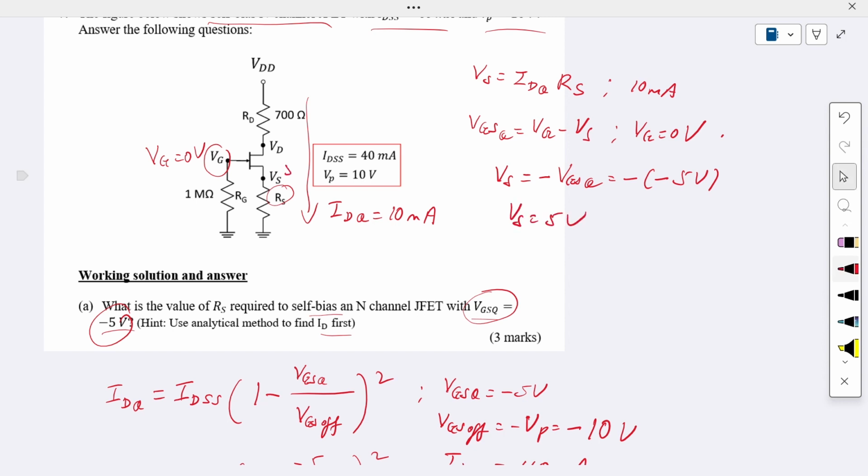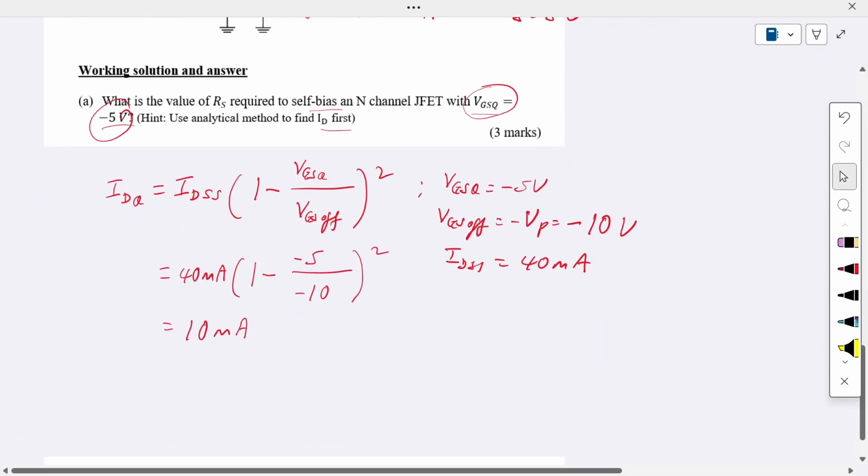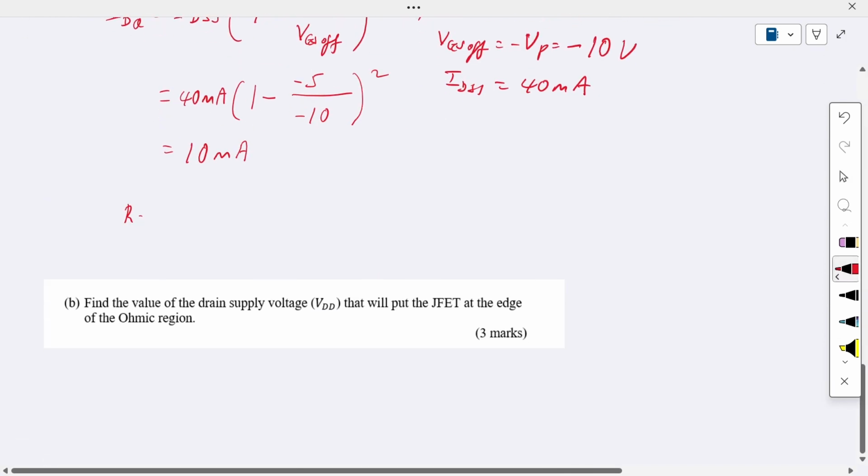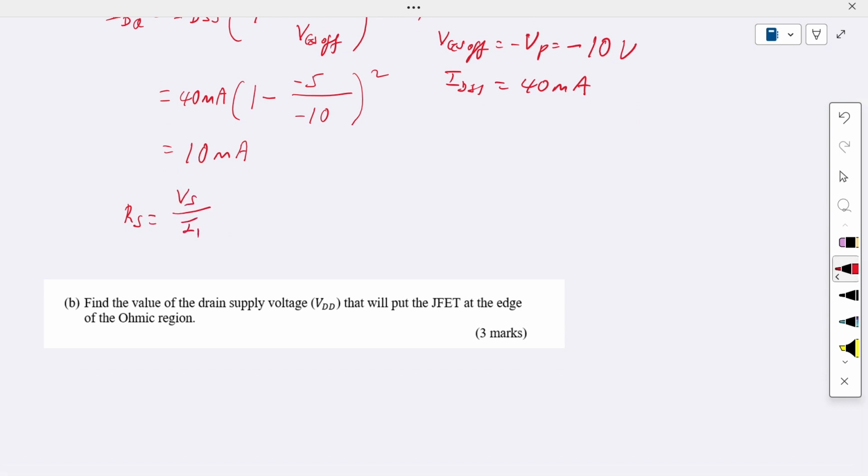Now we know this Vx is 5 volt, we have this ID, and then of course we can find RS. So RS is equal to Vx divided by IDQ, right? Vx is 5 volt divided by 10 milliampere. So RS is 500 ohm. Okay, so that is our answer.